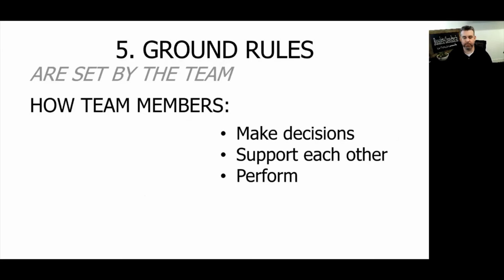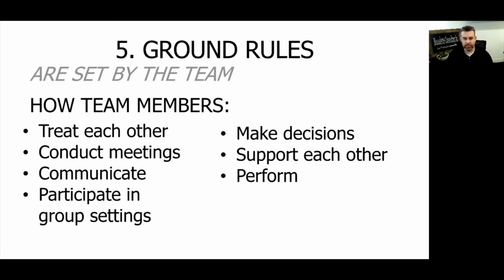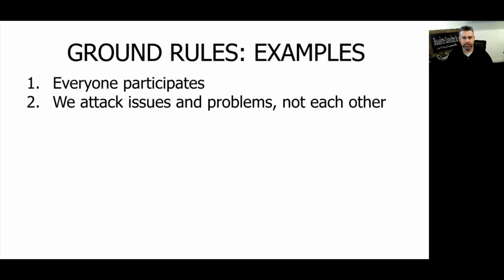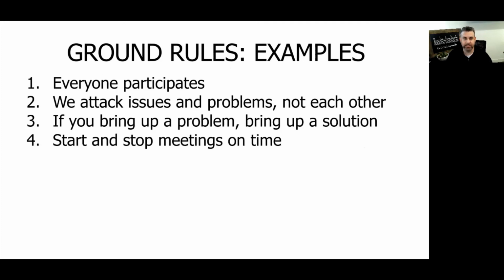Okay, the fifth and final component is to have the team set ground rules with each other: how they're going to work together during the day and also in meetings, how they make decisions, treat each other, communicate with each other, and participate in group settings together. Here are some examples that I've come up with for various teams, but these are pretty common. Everyone participates, or everyone's engaged, everyone's responsible for safety, things like that. As we're communicating as a team, we attack issues and problems, not each other. Love that one. If you bring up a problem, better bring up a solution. Otherwise, you're just complaining. That's a good one.